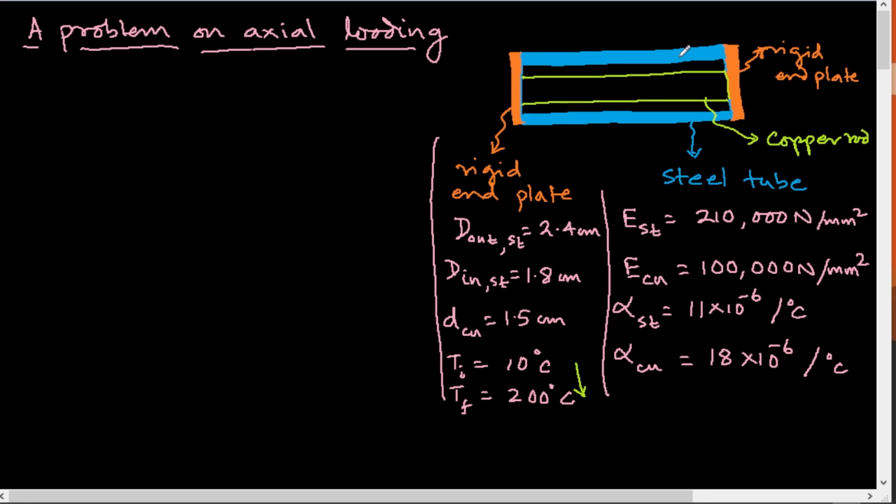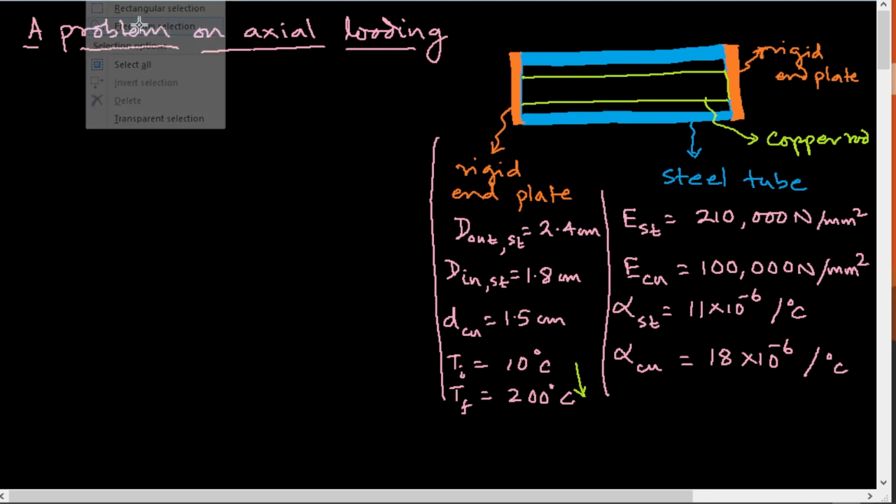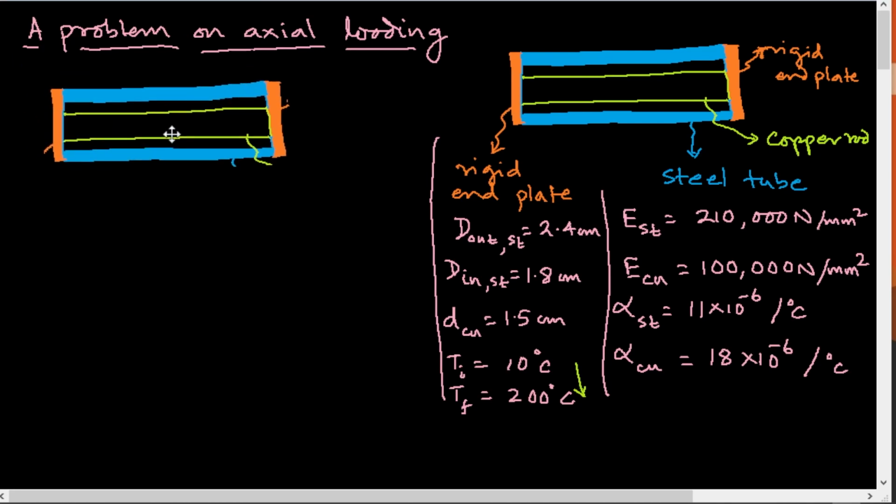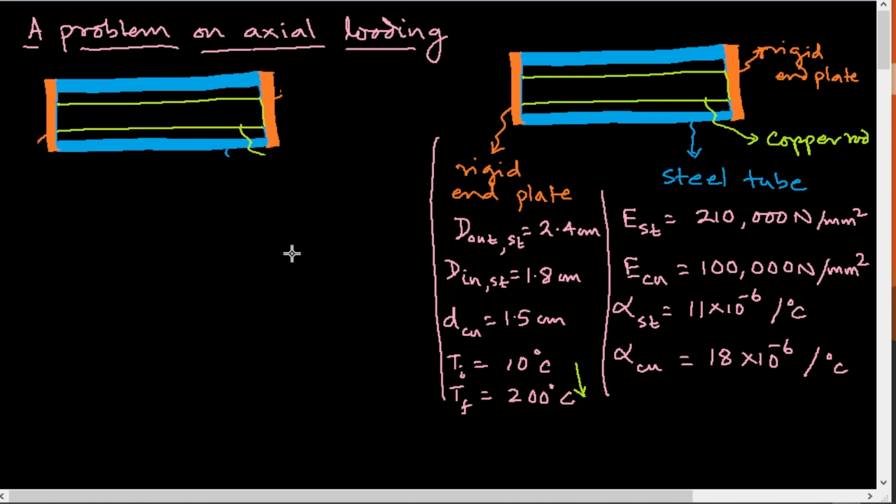Now, for such problems, as usual, what we should do, okay, I'll copy this part. We should think in terms of free expansion, in the sense that if one of the rigid ends, the backing, was not there, then what would have been the expansions for both the rod and the tube. Now suppose this end plate is not there.